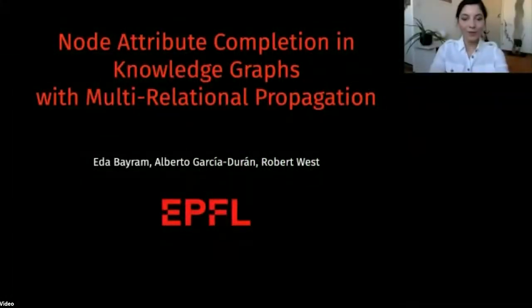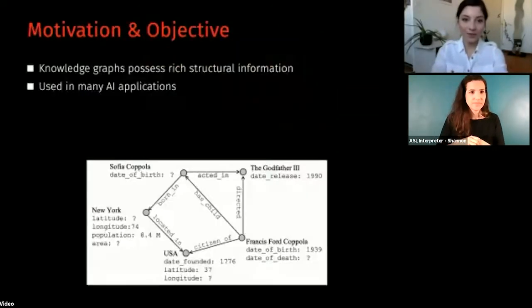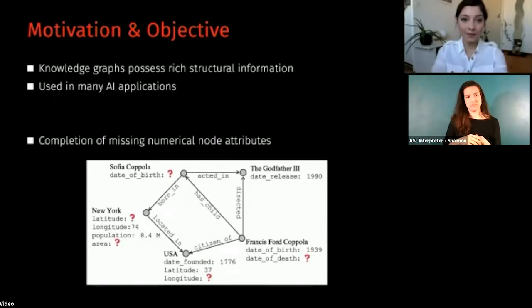I'm excited to present our work, Node Attribute Completion in Knowledge Graphs with Multi-Relational Propagation. I am Eda Bayram, and this is joint work with Alberto Garcia Duran and Robert West. Knowledge graphs have the capability of storing rich structural information. That is why they are preferably used in many AI applications, which mainly require completion of missing data. In this work, we address the incompleteness in the numerical node attributes of a knowledge graph.